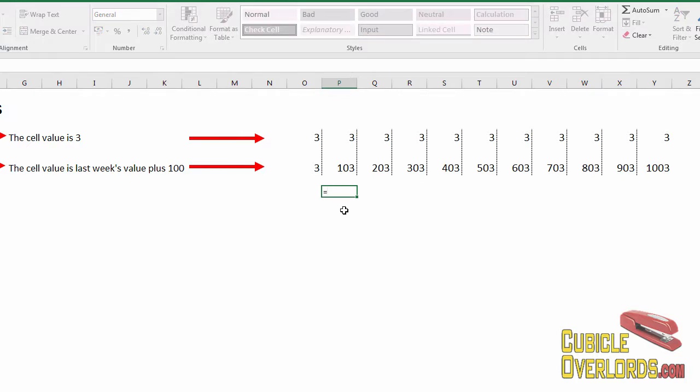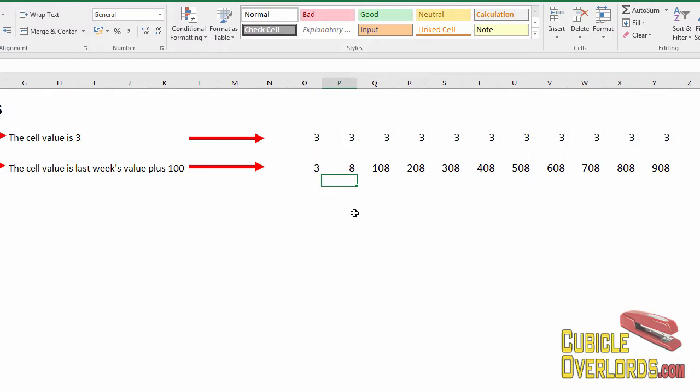Whenever I type equals into Excel and I add something else, for example, equals 1, Excel understands that's a formula. Or I could type equals, select another cell, for example, P4 plus 5. Excel understands this is a formula. Or I could simply type plus, and that's going to indicate to Excel that I'm about to start a formula. I select the cell reference, plus 5.